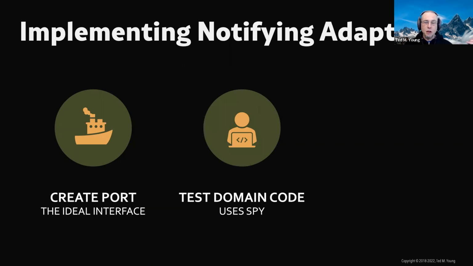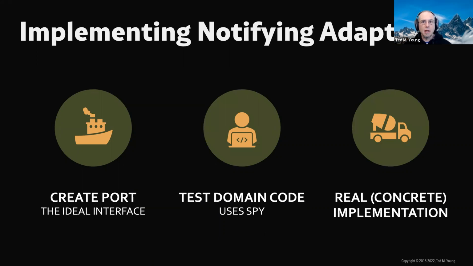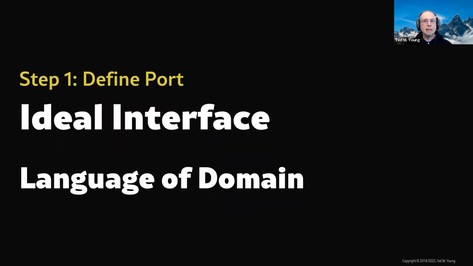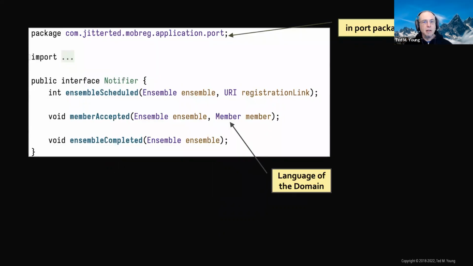Write a test. If it's notifying, it's outbound only, I don't get any return information, so I need to use a spy, some way of detecting: did the message get sent? And then I implement the concrete thing. And when we define the ports, this is in the language of the domain. So here in my ensembler, I've got a notifier. It's in the application port. So this is the interface.